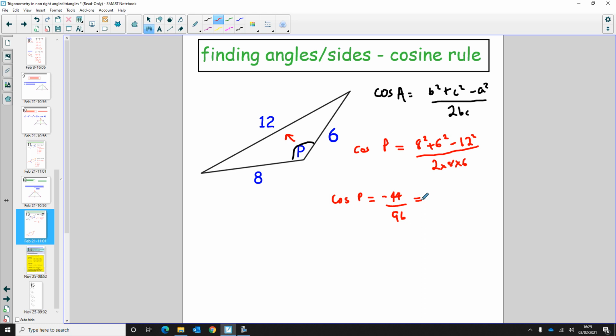And if I just divide those numbers, minus 44 divided by 96 gives me 0.458. And then to find the angle P, again, we need to do an inverse cos of that number we've just found. Okay, just like with the sine rule, just like with other trigonometry, when we're finding a missing angle, you need to do the inverse. So shift cos of that number gives me 62.7. We'll do it to the nearest degree, 63 degrees.